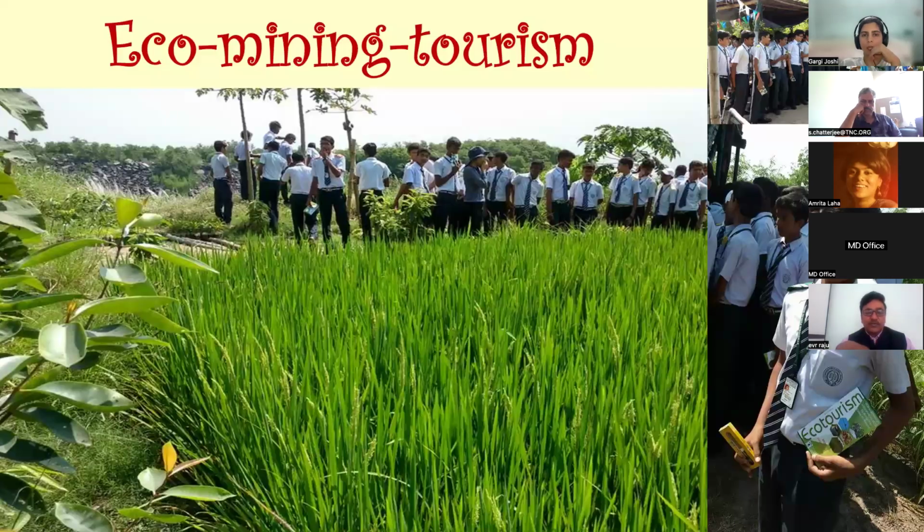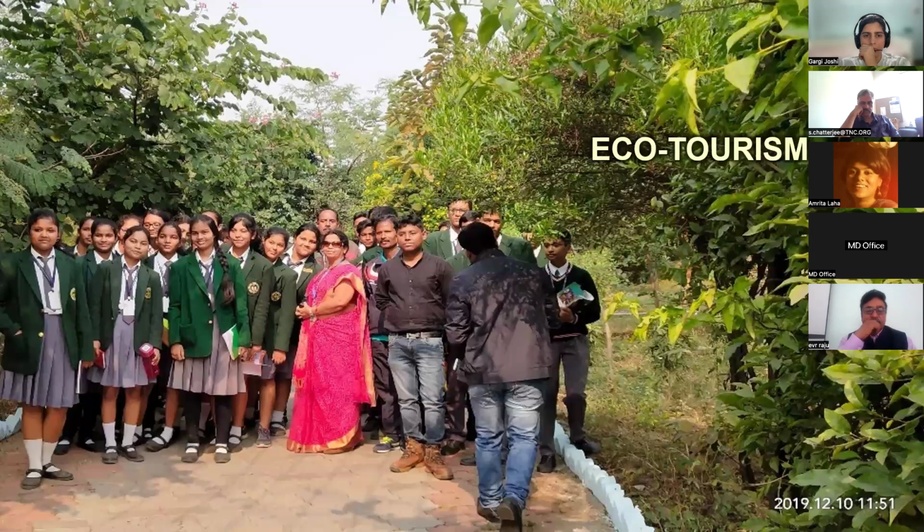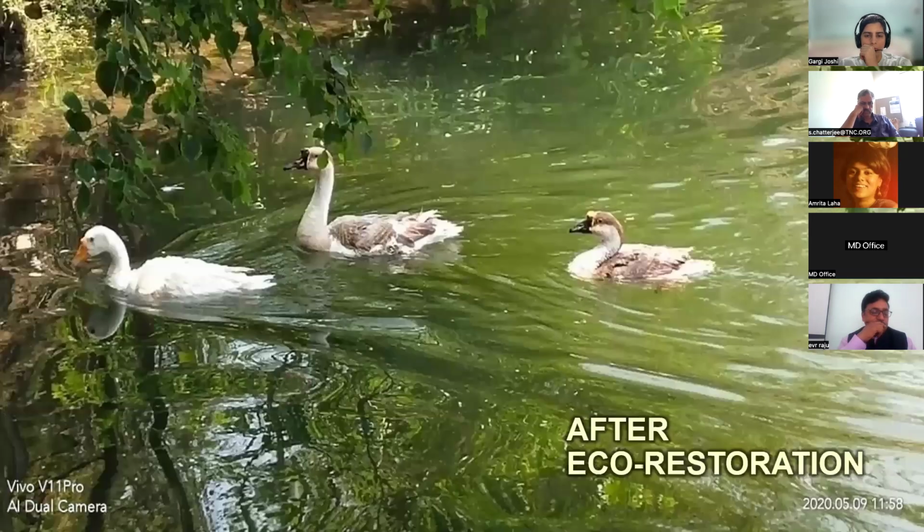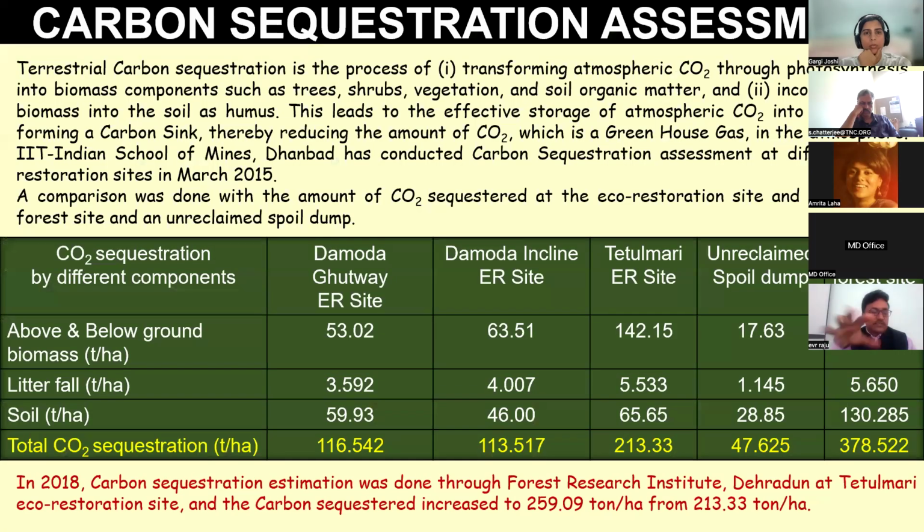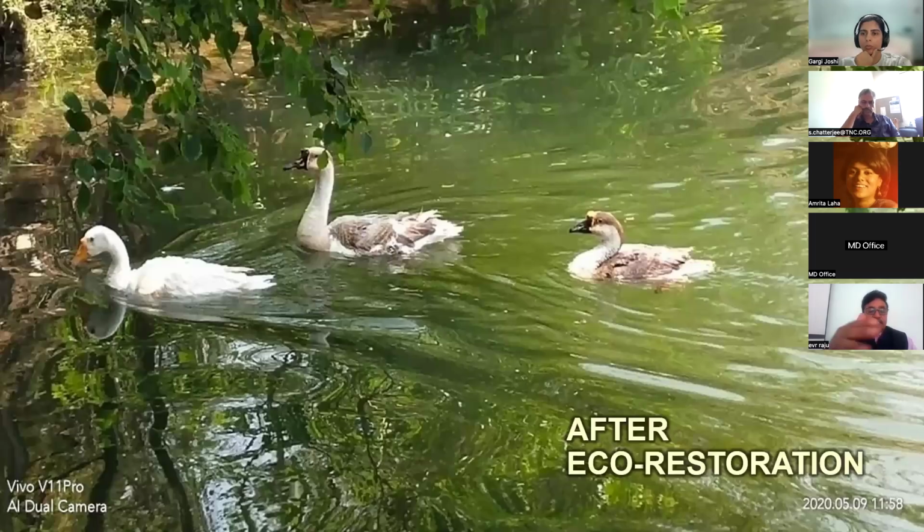During that time, we used to bring school children and college people also. The IIT Indian School of Mines is located at Dhanbad, so they also used to come to these sites and do some studies. They were very interested. Every year we used to conduct this ecotourism for the students. Yes. And just wait for this slide. Next slide.